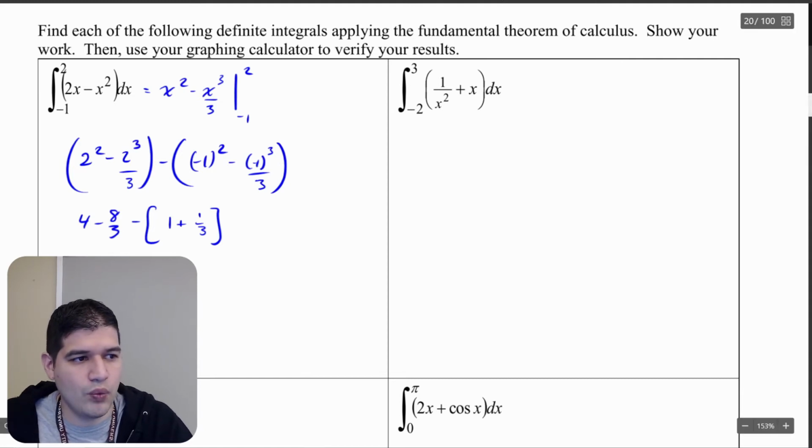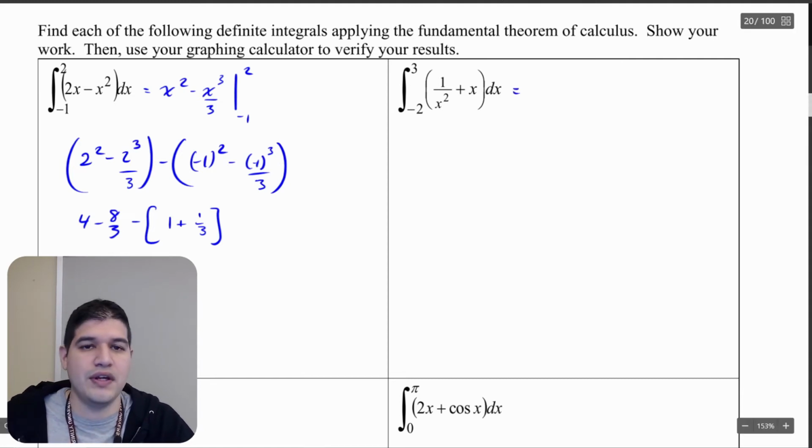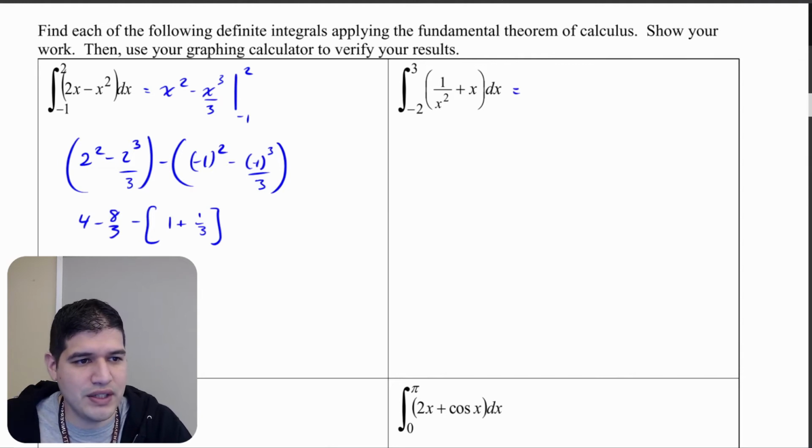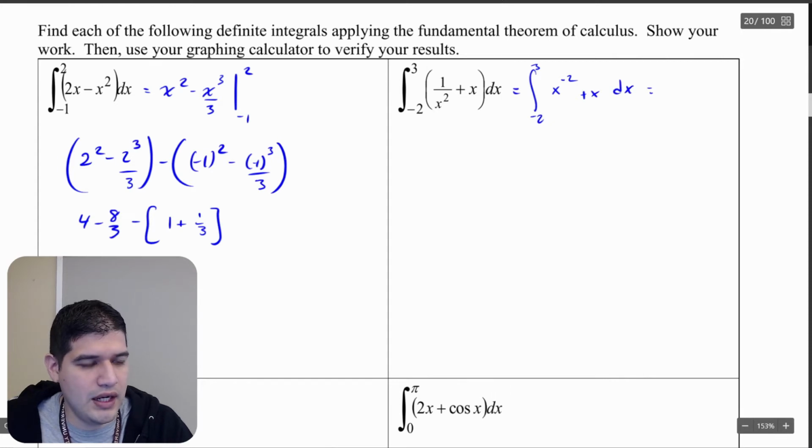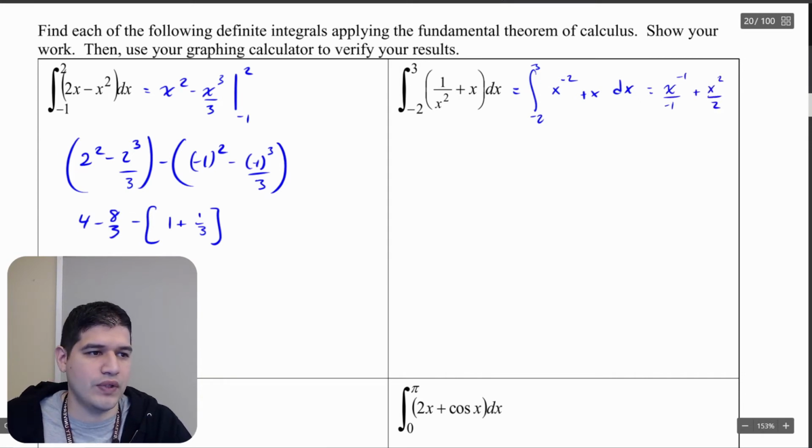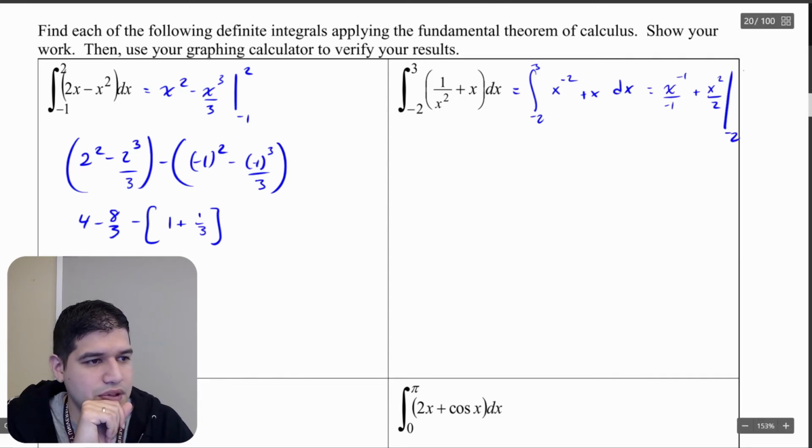Of course, we're going to start with the antiderivative. Let me rewrite this real quick. So this is going to be from -2 to 3 of x to the -2nd plus x dx. And let's see, we're going to add 1 to the exponent. So x to the -1 over -1 plus x squared over 2. And we're going to evaluate this here from -2 to 3.